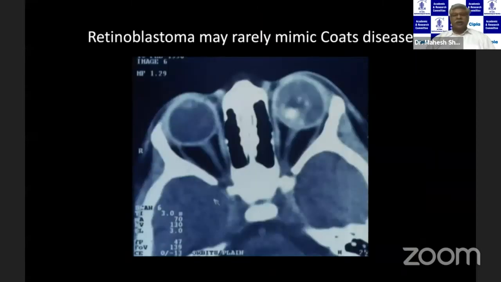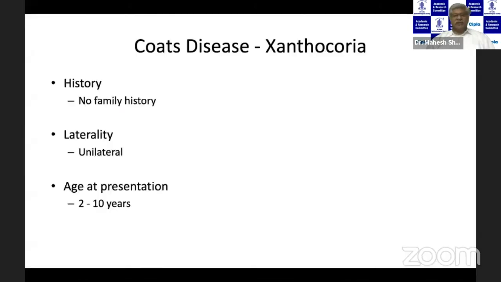So vascular malformations, as I mentioned, are the hallmark of Coats disease, but they're not pathognomonic. Here, for instance, we have vascular malformation which seems to suggest a diagnosis of Coats disease, but this child actually had retinoblastoma. So retinoblastoma rarely can also have vascular malformations. We need to make sure that we are not missing a retinoblastoma because Coats disease we would manage differently.